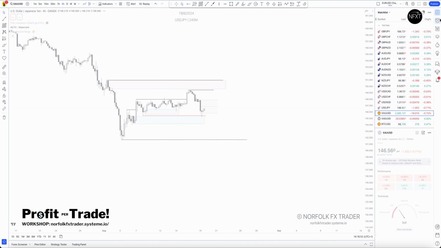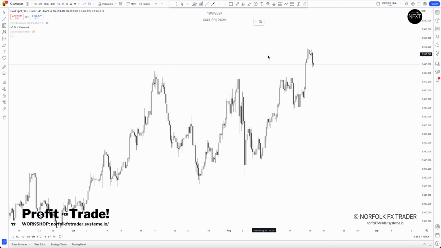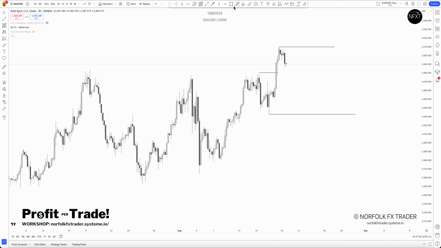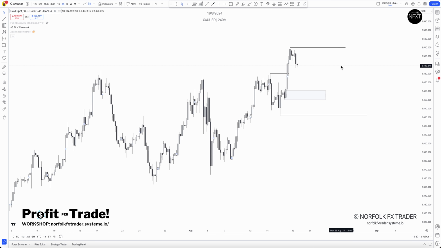Let's have a look at gold. Okay, so again, we do our current break of structure. Now I know gold is in a new high, so we're not going to be in any other trading range except for this. That's my current move on gold. My area of demand is going to be here. That's where my area of demand is.